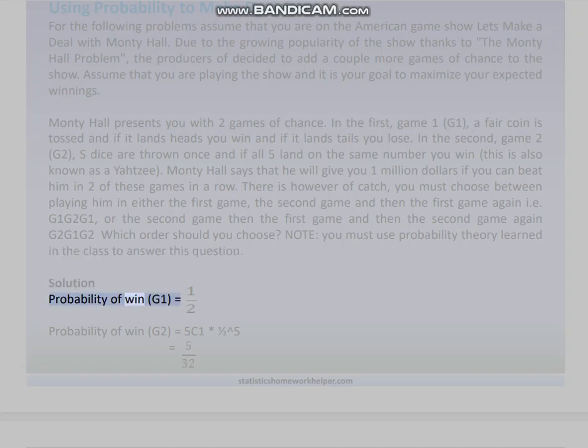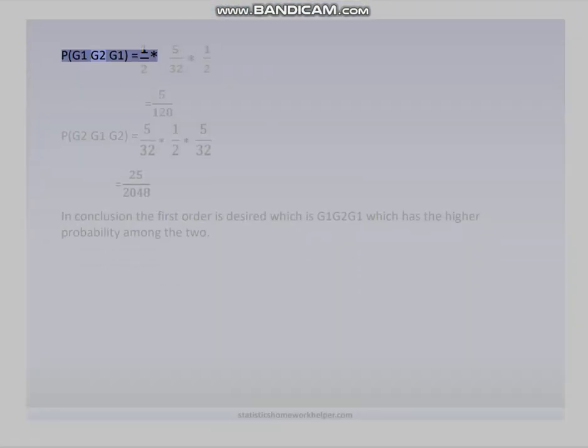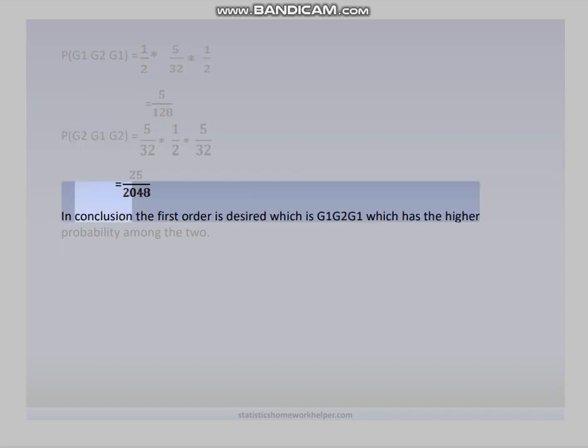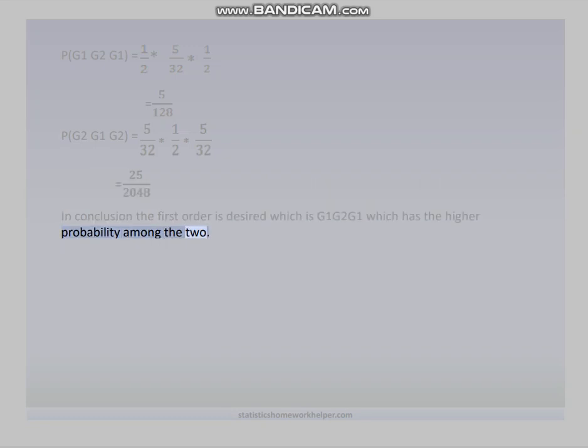Solution. Probability of win G1 equals 1/2. Probability of win G2 equals 5C1 * (1/2)^5. P(G1 G2 G1) versus P(G2 G1 G2). In conclusion, the first order is desired, which is G1 G2 G1, which has the higher probability among the two.